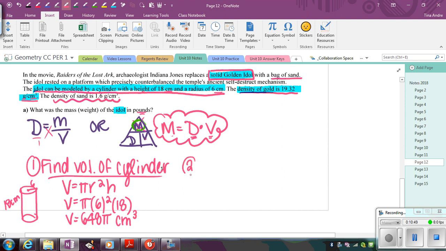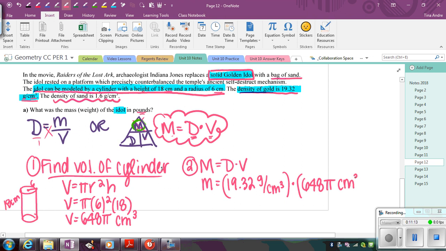The next thing is going to be to plug into my mass. So I'm going to find the mass. The mass is going to be the density, 19.32. Again, being very careful with those units. Grams per centimeters cubed times 648 pi cubic centimeters. So now what happens when I multiply is these cubic centimeters are going to cancel out because it's basically cubic centimeters divided by cubic centimeters, so it just becomes a 1, so those are gone. So that means my final unit here when I multiply these is going to be in grams.